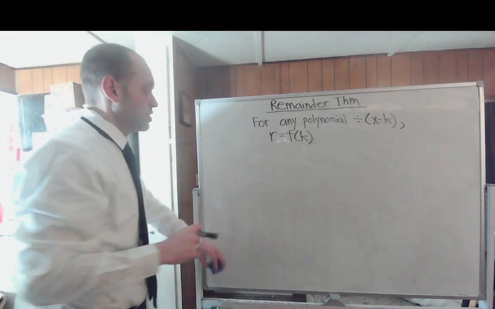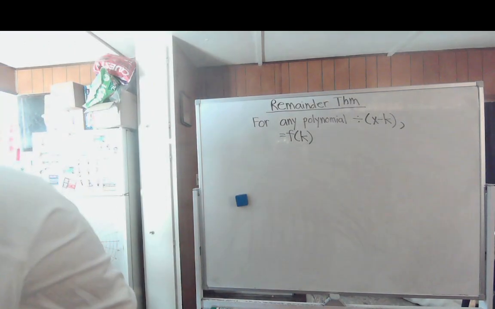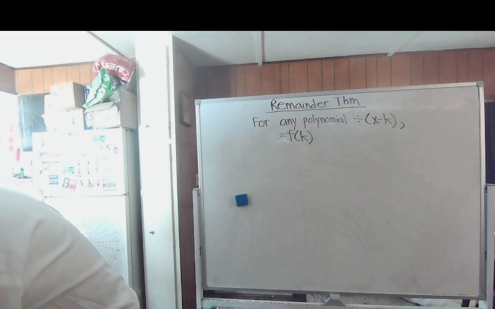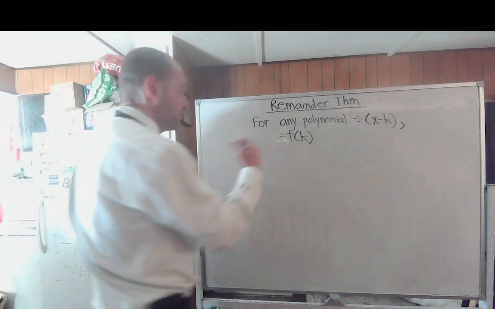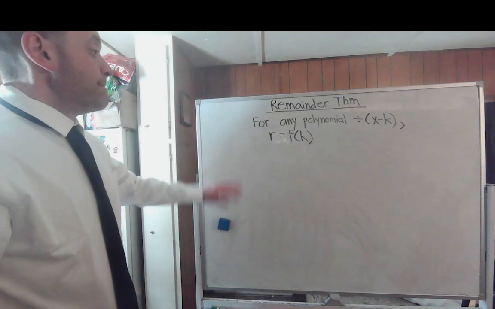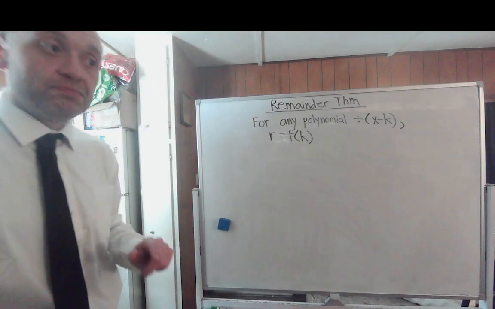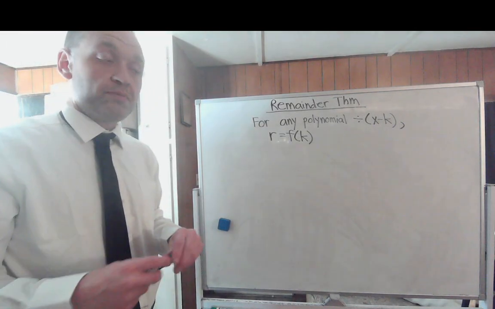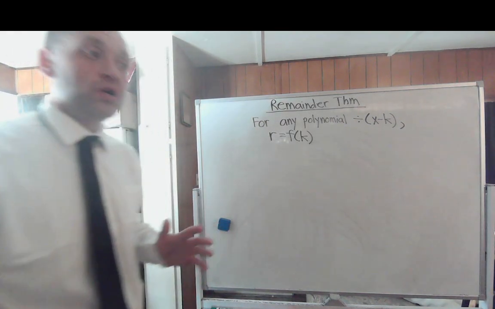So that remainder, in other words, let me see how I want to word this. I know what the theorem is, I just want to word it right. Yep, r equals f of k. So basically this is talking about something called synthetic substitution. That kind of throws us back more towards the beginning of Algebra 2.